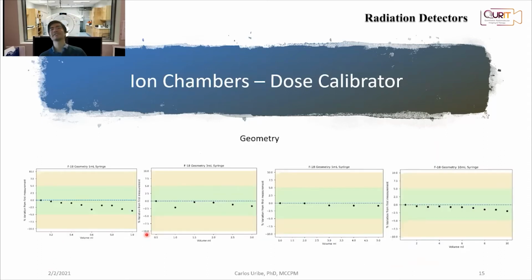And these are some examples of things that I've done, for example, in our clinic. This is how a geometry test typically looks. We perform geometry tests for different sizes of syringes, from 1 milliliter syringes all the way to 10 milliliter syringes. That whole range is what we typically use when we inject patients. So we just need to make sure that as we start increasing the volume, our activities are accurately measured.